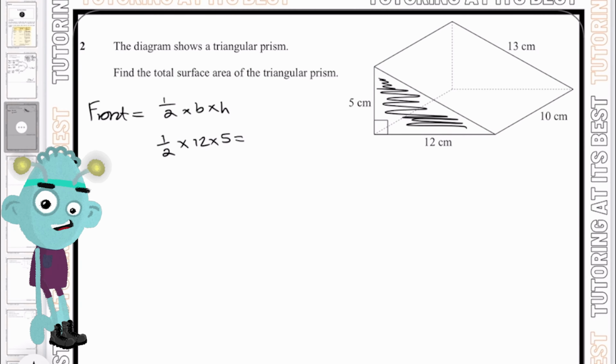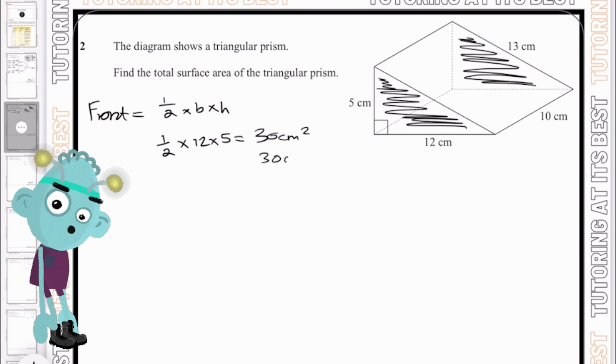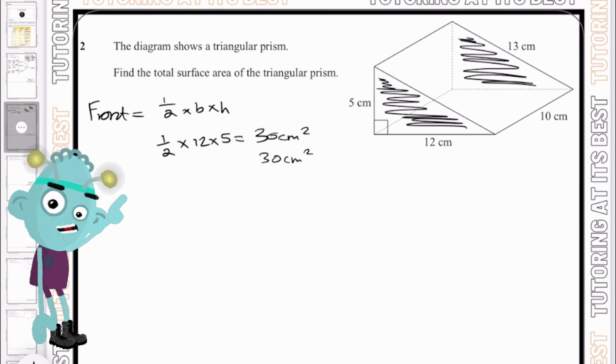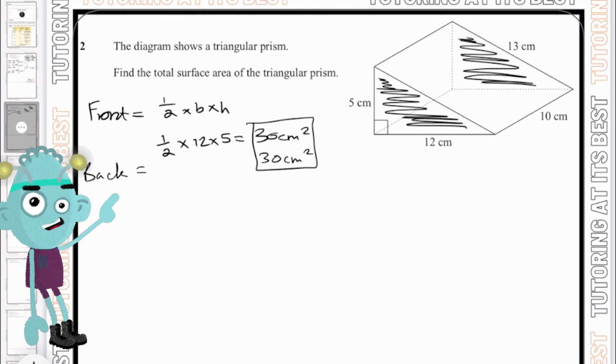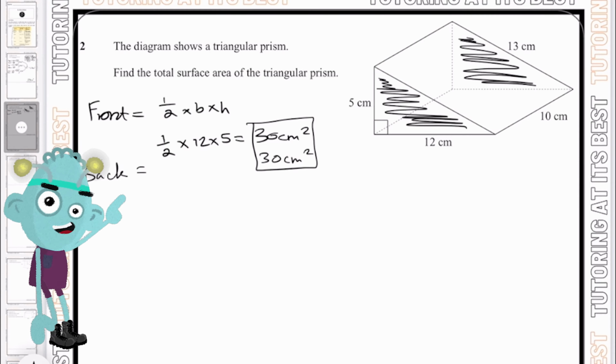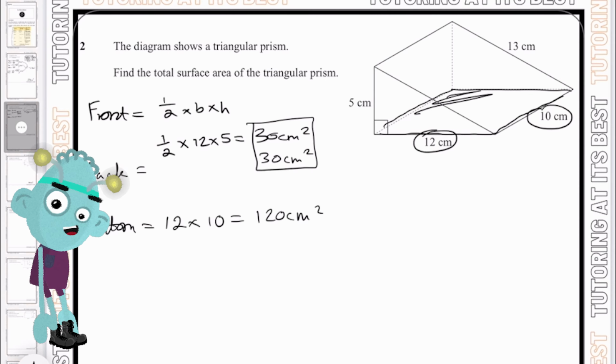And we know we have a front triangle and we also have a back triangle. So I'll also add another 30 centimeters squared. Now we've gone ahead and done the front and the back. Let's now move over to our bottom. You can now see that our bottom is this section here. Again, it's 12 by 10. So we can simply have 12 multiplied by 10, which gives us 120 centimeters squared.